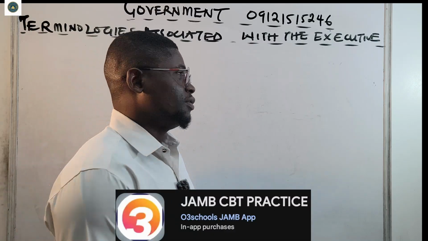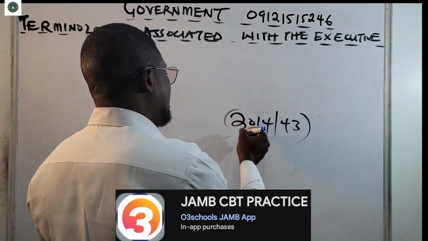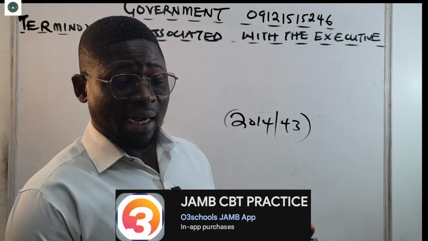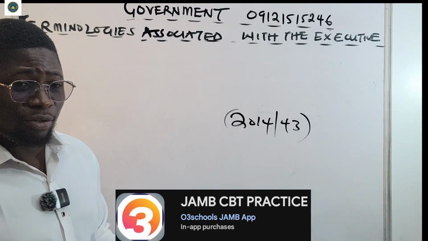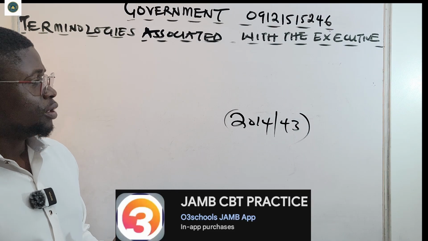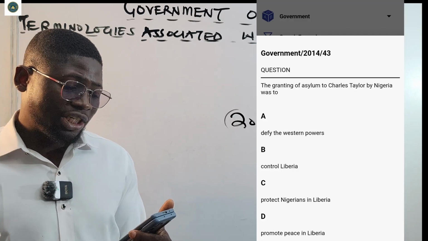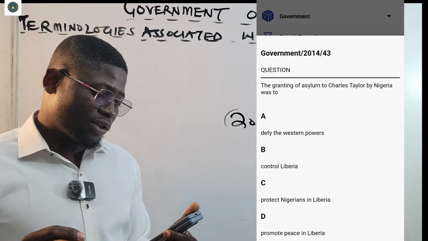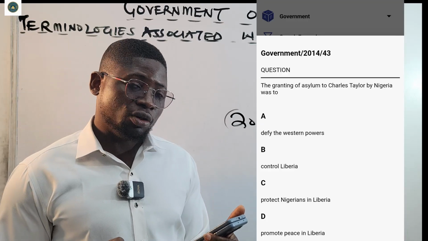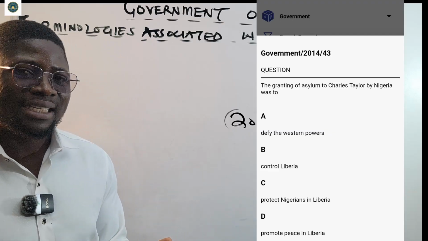Let us see a past question for the app. This is a JAMB past question. Okay, please do not forget that these tutorials are both for JAMB and WAEC. They are very elaborate. That's why you should know they are for JAMB and WAEC, not only for JAMB. All right, so now 2014 number 43 says the granting of asylum to Charles Taylor by Nigeria was to A says to defy the Western powers, B says to control Liberia, C says to protect Nigerians in Liberia, D says to promote peace in Liberia.